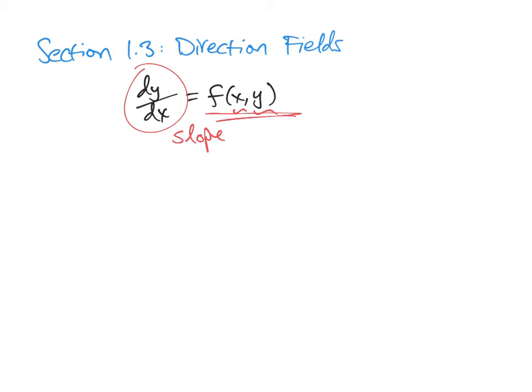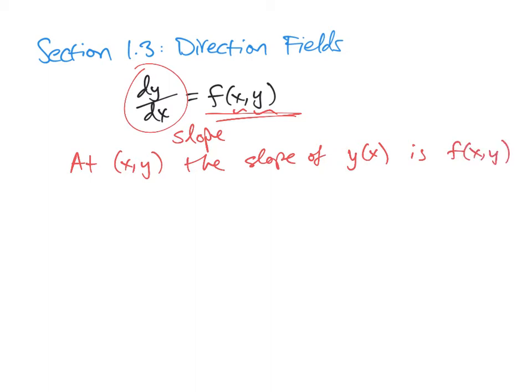Okay, so that was probably really confusing. What this is really saying is that at x, y, the slope of the solution that we're finding, the solution y of x, remember what we're looking for is the function y, the slope of y is f at x, y. That's exactly what this is saying, because the slope of y of x is dy/dx.